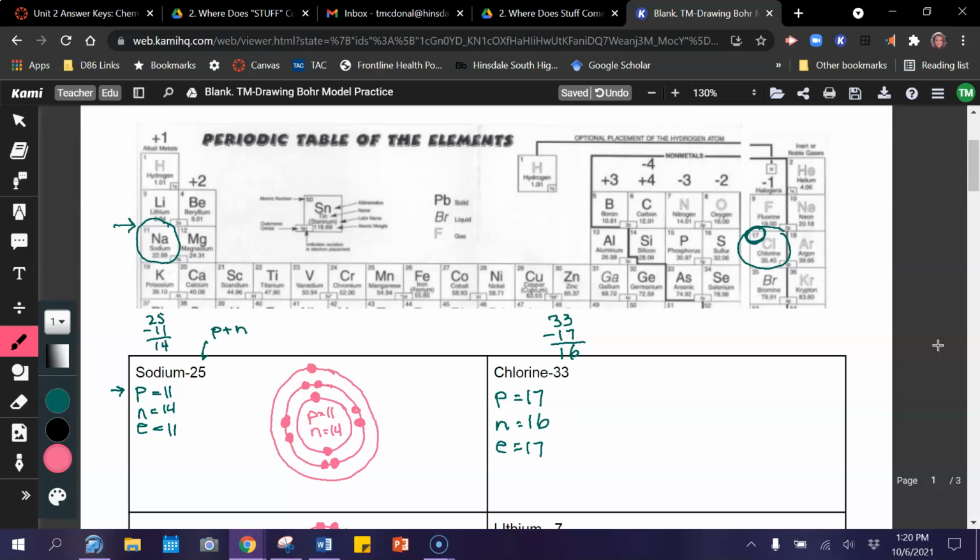So another way that you could designate the number of protons and neutrons in the nucleus is simply to write 17p for protons and 16n for neutrons. So either way is correct.